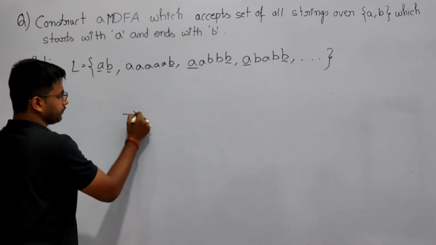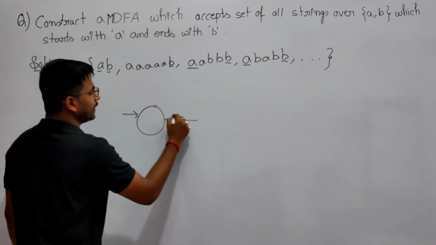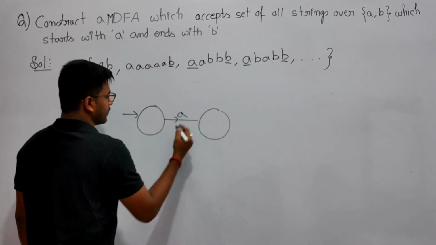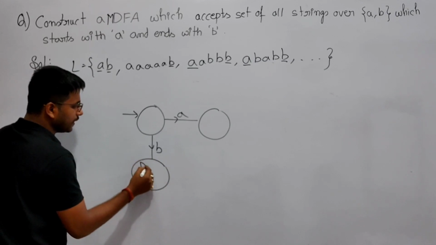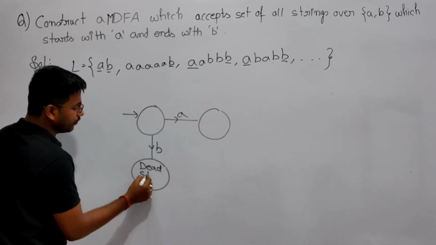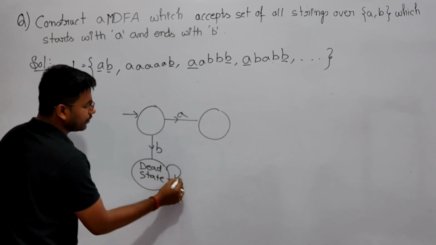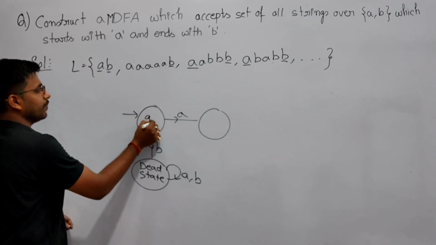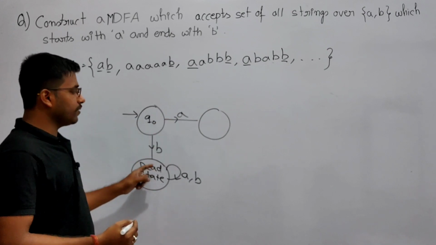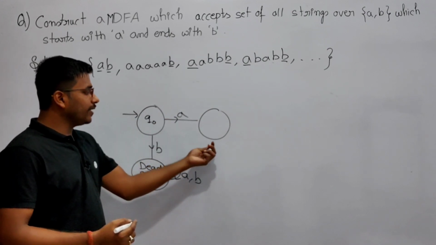How will we do it? From the initial state, by getting A, it will go to another state. But if we get B, we will go to a dead state. Why? Because it has started with B. So if I started with B, then whatever I get afterwards, I stay there. So the initial state by getting A went there. For this state, we have to give the transition for A and B.